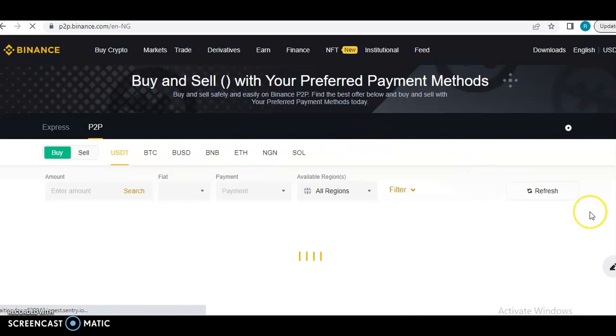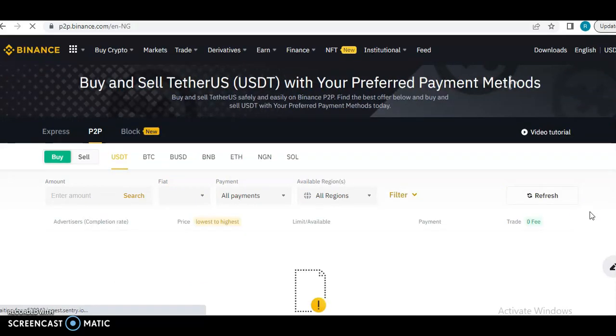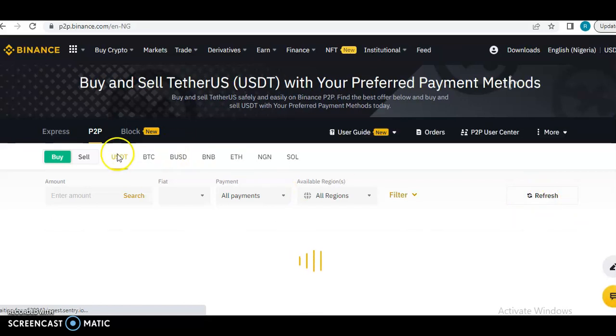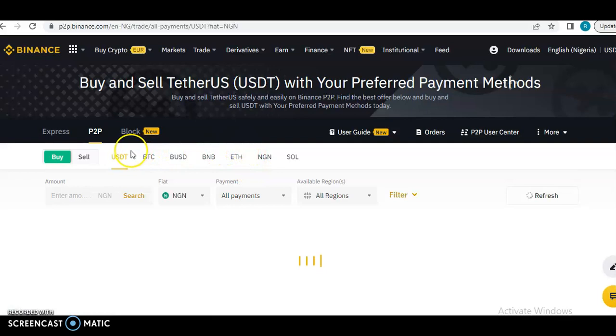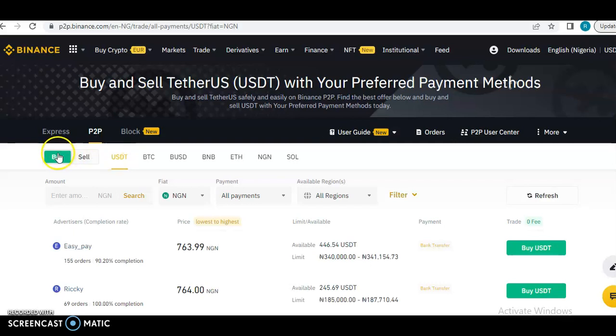Okay guys, as you can see, this is the P2P platform where you can either buy or sell USDT, BTC, BUSD, BNB, ETH, and the rest of them. You can buy and sell all of them on this platform. So the first thing you have to do when you get here is to make sure you are on buy, because you want to buy. So once you're on buy, then check your fiat.